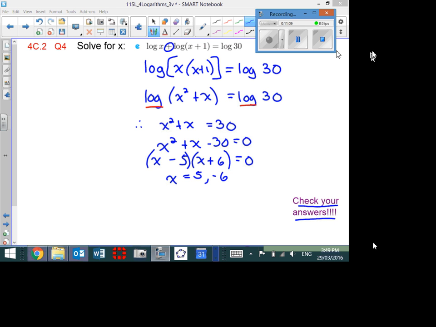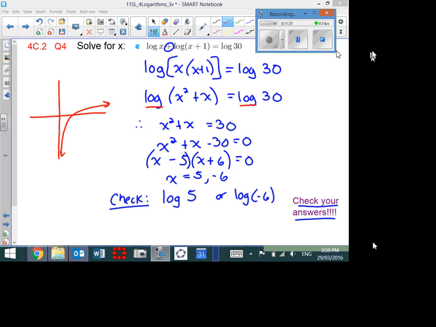Because if we go back and substitute in, let's say we check our answers and I substitute in 5 for x, we get log 5. Or if I substitute in negative 6 as the argument, remember that when we first discussed what a log is, it's the inverse of an exponential. So you actually do not have any negative values for x in a log function. I can't actually put negative 6 into log. I can't take the log of negative 6.